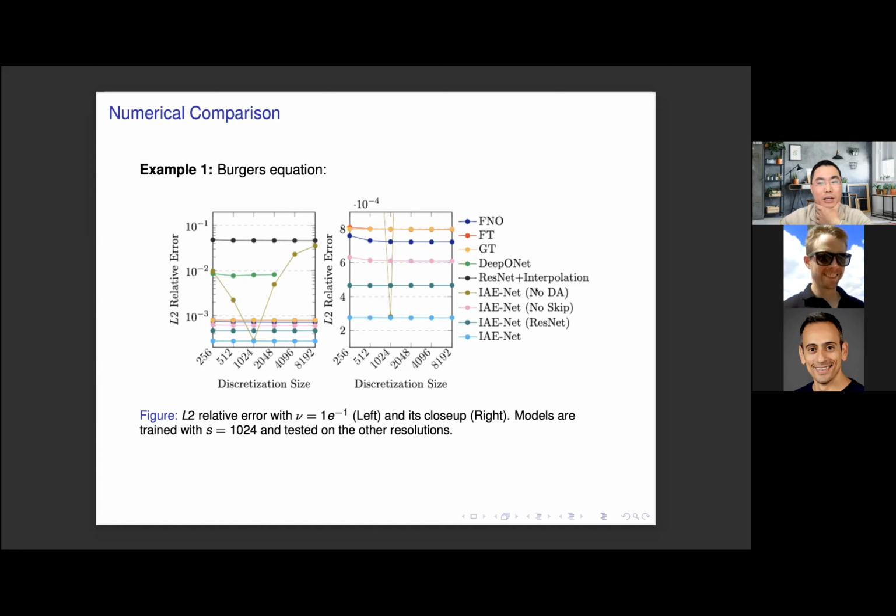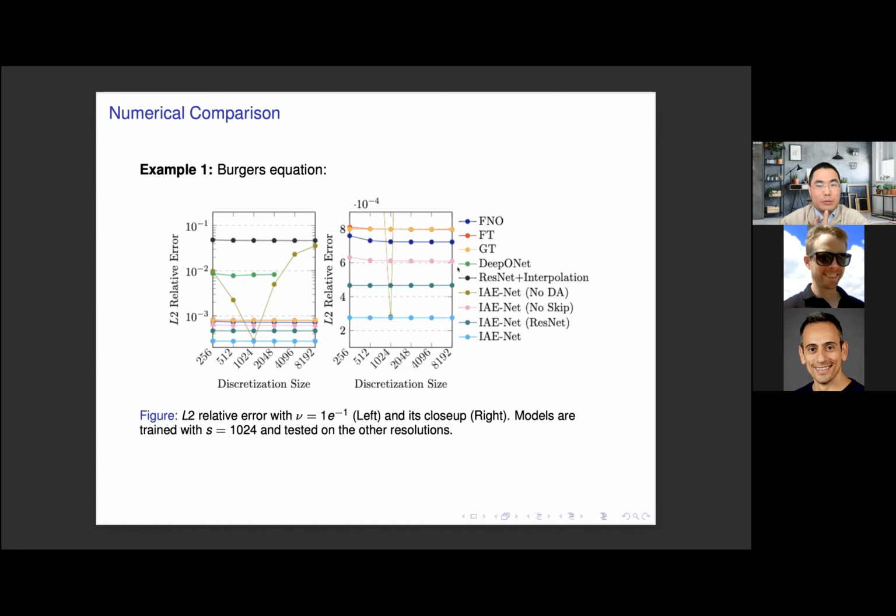We have also compared our algorithm with different kinds of choices, as we have several ideas to build our integral autoencoder neural network. The so-called no-DA is the algorithm without data augmentation. No-skip means that we use a fully connected idea to build a deeper neural network. ResNet here means that we use the ResNet structure to build a deeper network. And the final IAE-Net is the network that uses the DenseNet structure.